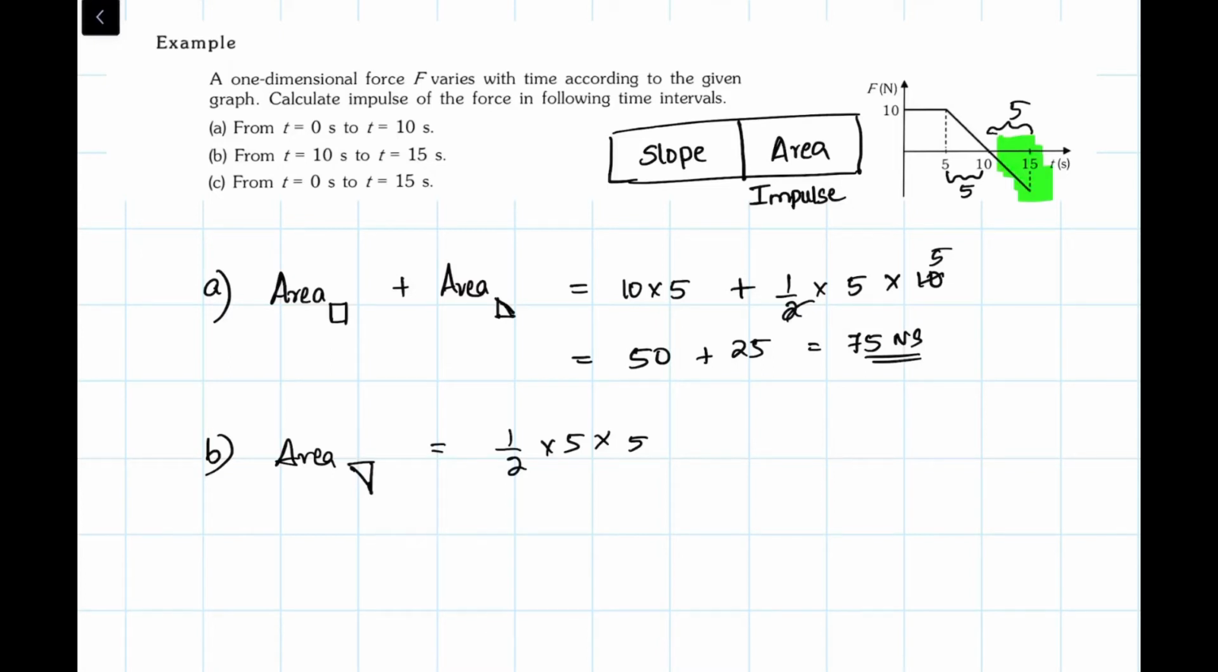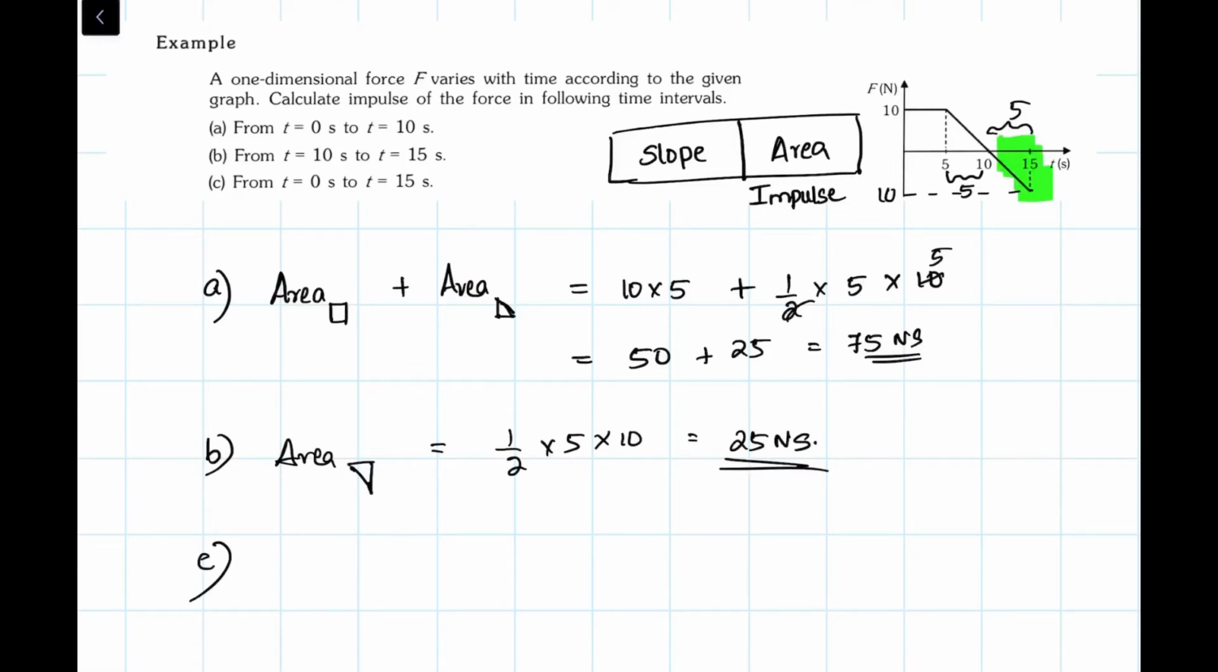So let's calculate the area. Since the altitude is not given, let's take the altitude as 10 for the time being. So it is half into base into altitude, taking it as 10. So it will be 25 Newton second, fine, that's also fine.